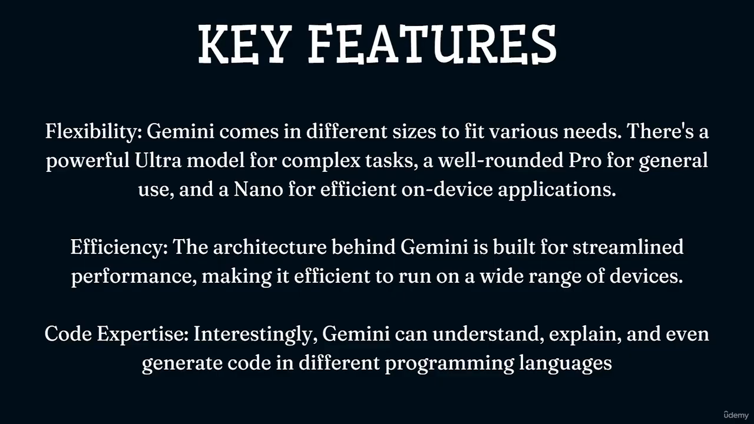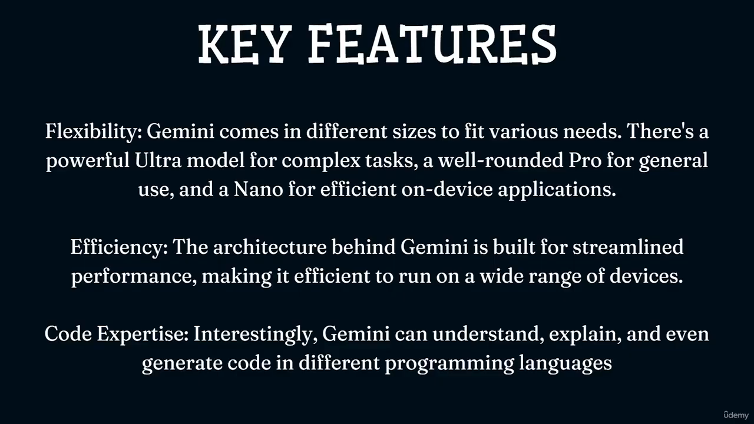Gemini comes in different sizes to fit various needs. There is a powerful Ultra model for complex tasks. If you have any complex task like coding, they have the Ultra model. And there is also a well-rounded Pro for general usage. And if you have nano work for efficient on-device applications, that is also available. So it is available in different models. If you want to do some powerful task, you can use the Ultra model. If there is some moderate task, you can use the well-rounded Pro, and if it's some small work, you can go with the Nano one as well.